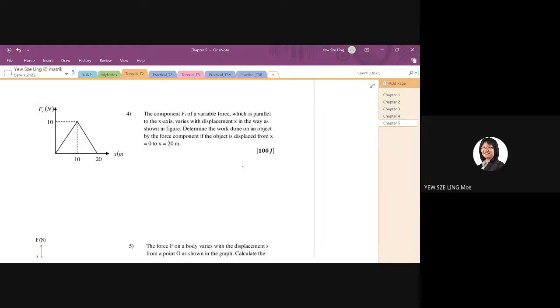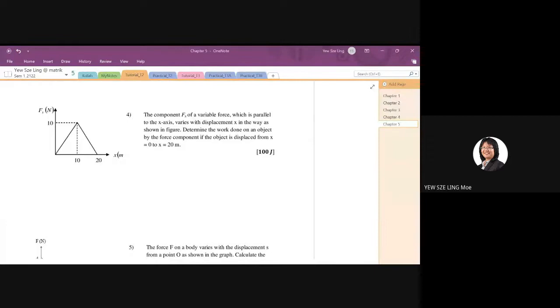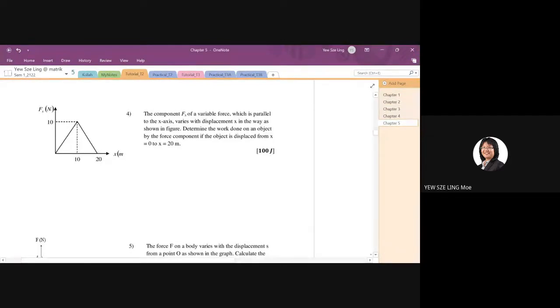Okay, so kalau ada soalan, pastikan tanya sekarang. Ada. Oh, bagusnya kelas ini sentiasa tak ada soalan. Okay, next.